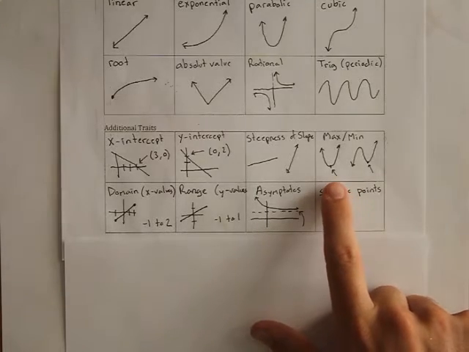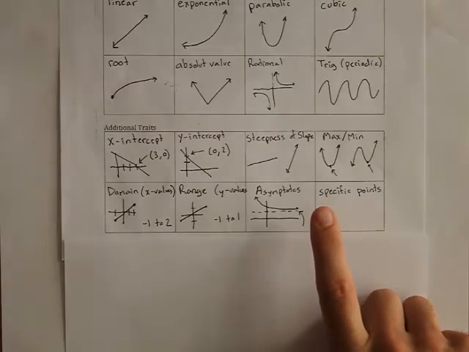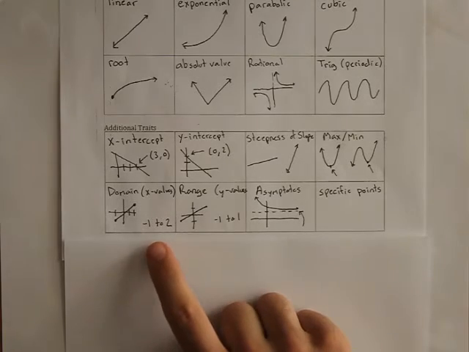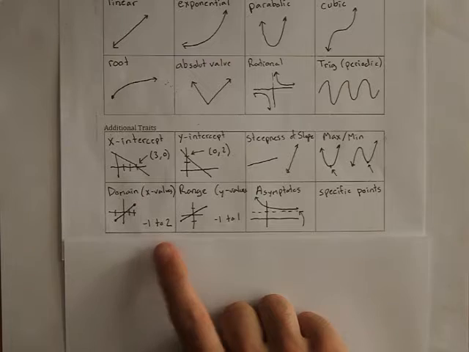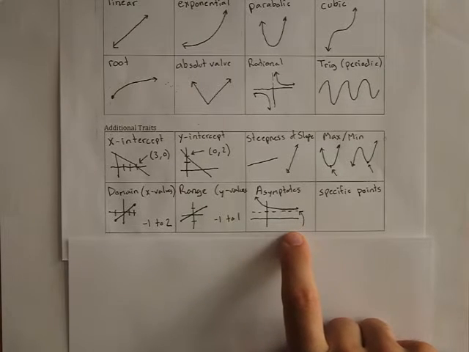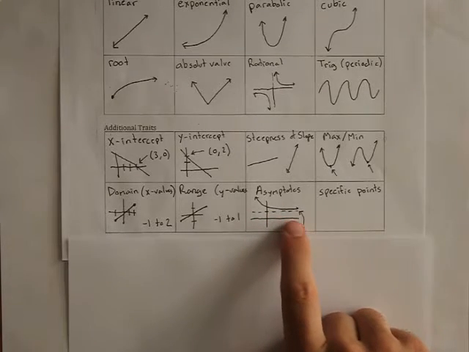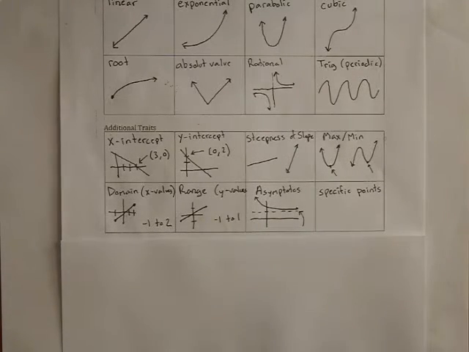A lot of times for graphs, we're interested in maximum minimums. Those are usually our answers in problems. What was the maximum height of the kicked ball, that type of a thing. Domain and range are great values to keep in track of. I actually have another video on that you can check out. Domain is our x values, range are our y values. Asymptotes are very, very important. They basically are a line where the curve gets closer and closer and closer to without actually crossing. So asymptotes are fantastic. And then when in doubt, just always list extra points.